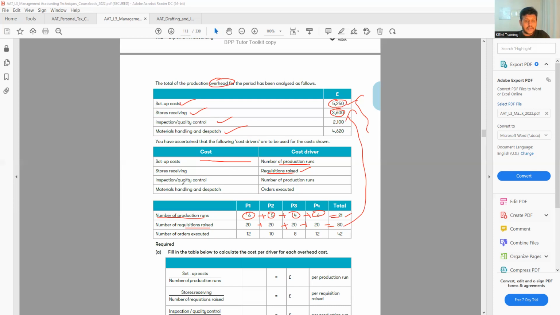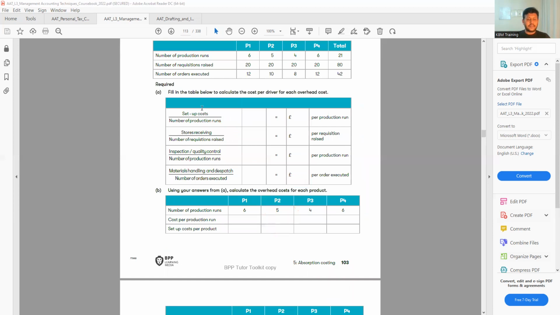So we have inspection or quality. Number of production runs, same thing, the first one. And material handling and dispatch, orders executed. So we need to see how many orders it is: 12, 10, 8, 12. This gives 42. So this divided by 42, times by 12, 10, 8. So that's how we'll do it. It's very simple, this is. Let's do one by one so we'll understand it.